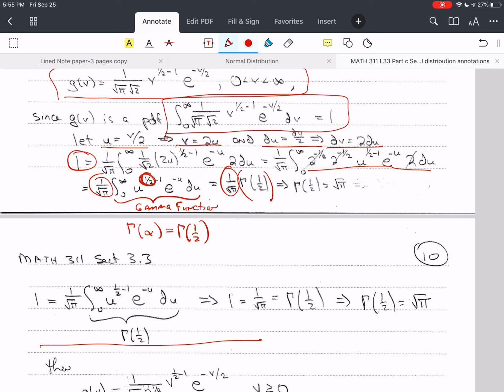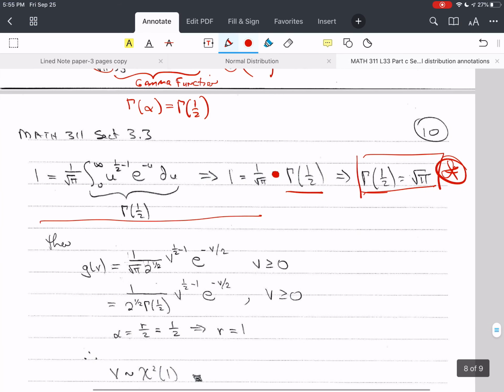And that's not an equal to, that's a multiplied. So this is 1 over square root of pi times gamma of 1/2. Solving for gamma of 1/2 gives me that it's equal to square root of pi. So this is something you want to write on your formula sheet. You may need it. Now that I know what the square root of pi is, I can rewrite the square root of 2 as 2 to the 1/2. I have v to the 1/2 minus 1, e to the negative v over 2, v greater than or equal to 0.